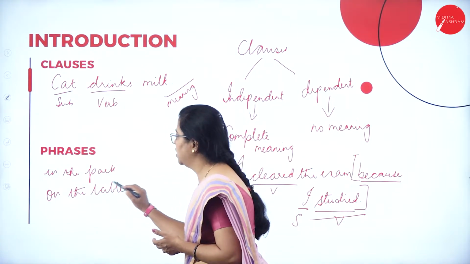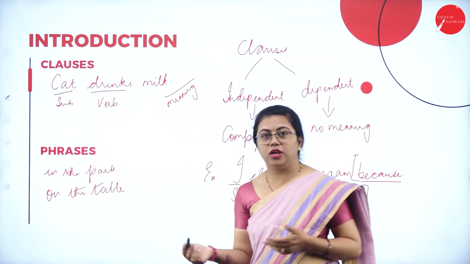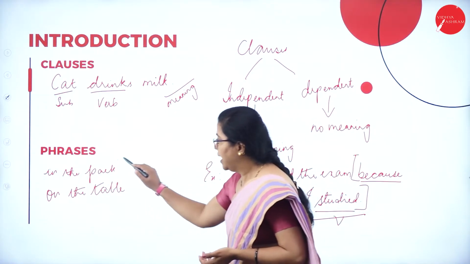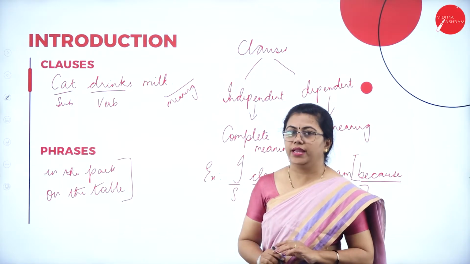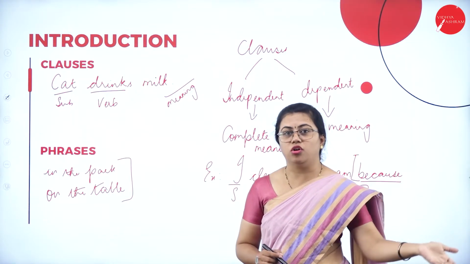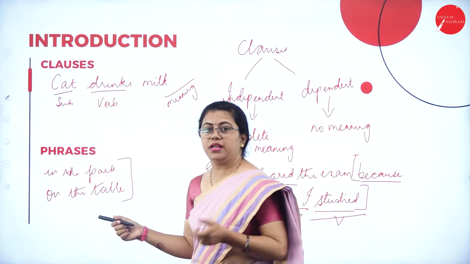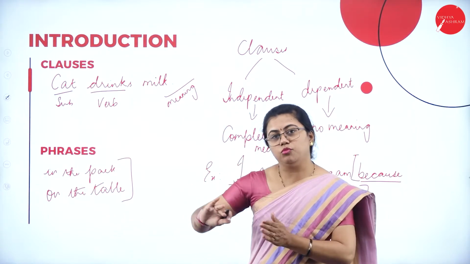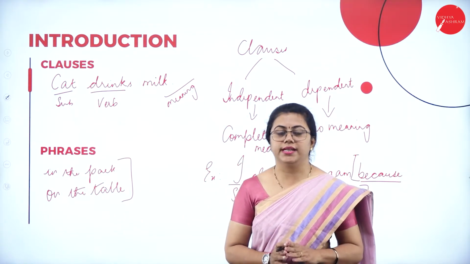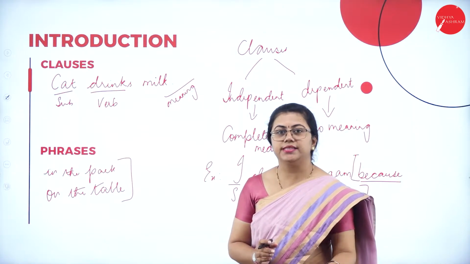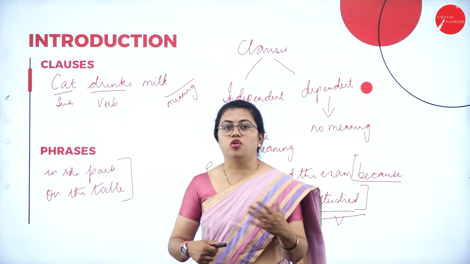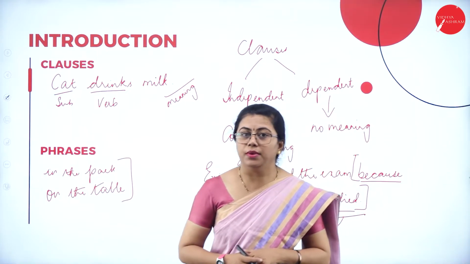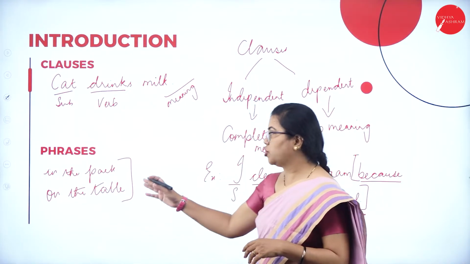All these are words that enhance the meaning of a sentence, but as such, independently, they don't have any meaning. I was dancing on the table. So, on the table is a phrase. Even if you remove that, there is a meaning for this sentence. I was dancing, full stop. There is a meaning for that. You just add this, on the table, it enhances the meaning of the sentence. So, this is called a phrase.